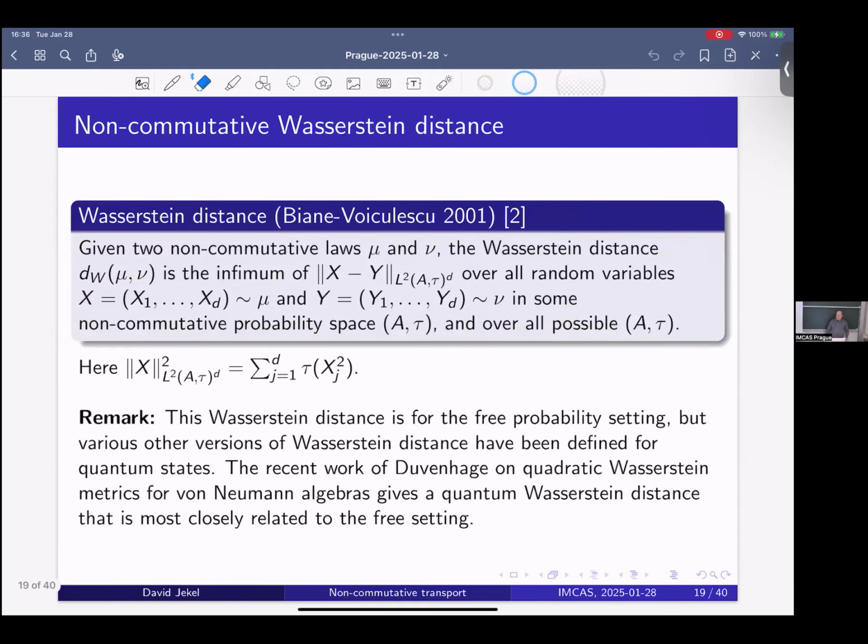Now, we want to generalize this to the non-commutative setting. And Biane and Voiculescu did this a long time ago in 2001, that you can define the Wasserstein distance in an analogous way. You consider non-commutative laws, and you consider couplings of them, which is just any tuples x and y in the same non-commutative probability space, which have the given distributions mu and nu. And so then you try to minimize the distance between them.